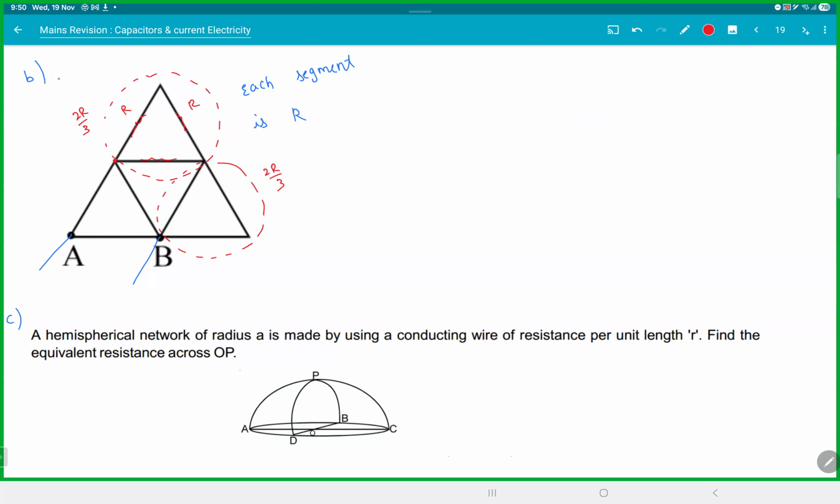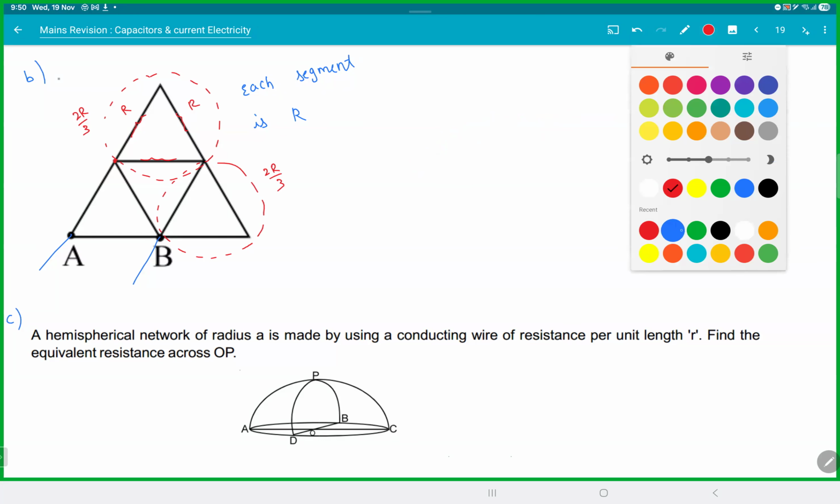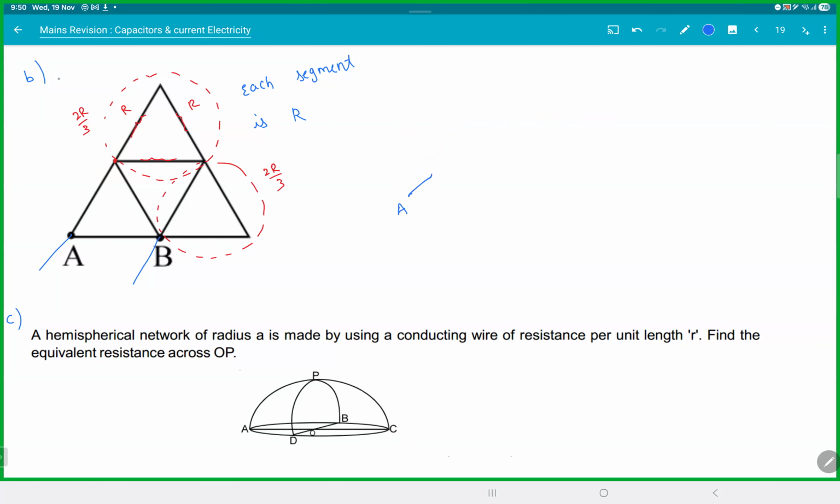Actually, the calculation is happening here, right? This is 2R by 3. This is 2R by 3. Basically, this became B. And there's one between them, R and R. You can solve this now. Clear? How that became 2R by 3. What about C?